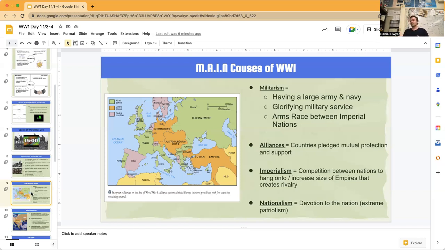Alliances is going to be a really big cause of this. Countries pledging mutual protection and support. So it's basically like saying Germany is in an alliance with Austria and Hungary. So if someone declares war on Germany, then Austria and Hungary are going to declare war on that country as well. And then Bulgaria will be on that side as well, and the Ottoman Empire.